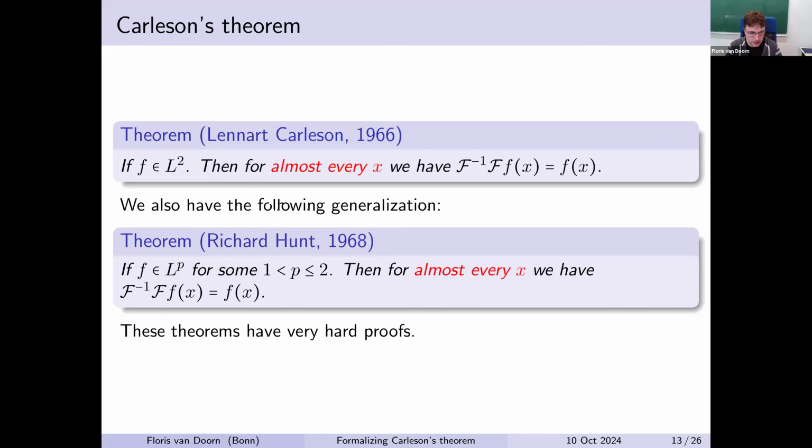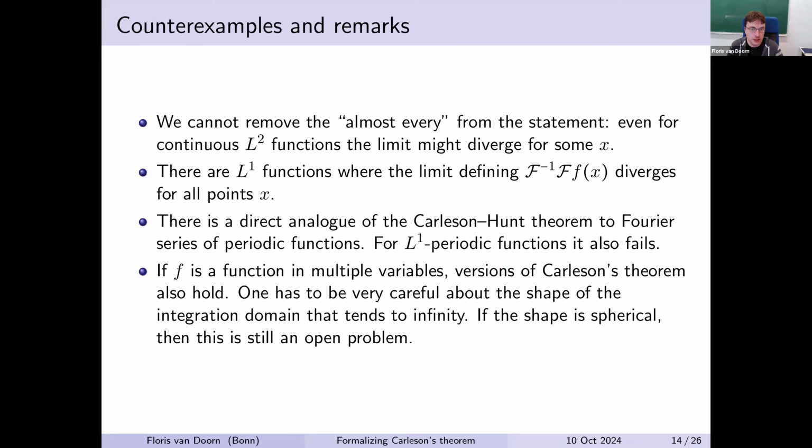Yeah, and so I already mentioned these theorems are notoriously hard. So I can give you some indication why these problems are hard. In particular, for one, we cannot remove the almost everywhere from the statement. So even if we start with a continuous function, then the limit might still diverge on some set of measure zero.